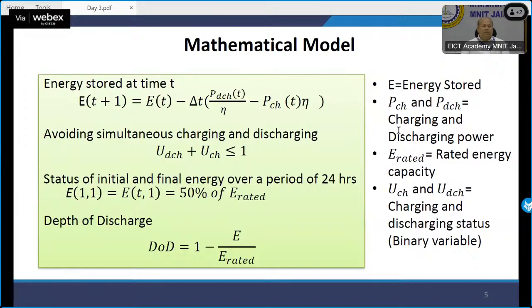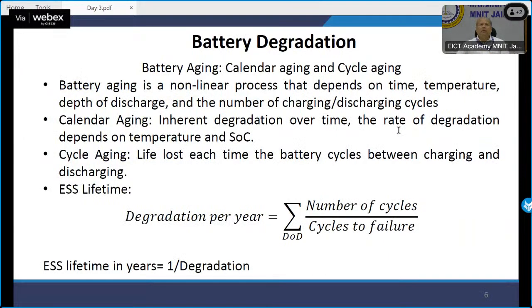The depth of discharge, which is very, very important, DOD, is 1 minus E upon E rated. Now, let's say E is actually 80%, and rated is going to be 1 per unit. So 1 minus 0.8 is 0.2, which is nothing but 20%. So the depth of discharge means the amount of space available within the battery to get charged. Moving slowly to the next slide.